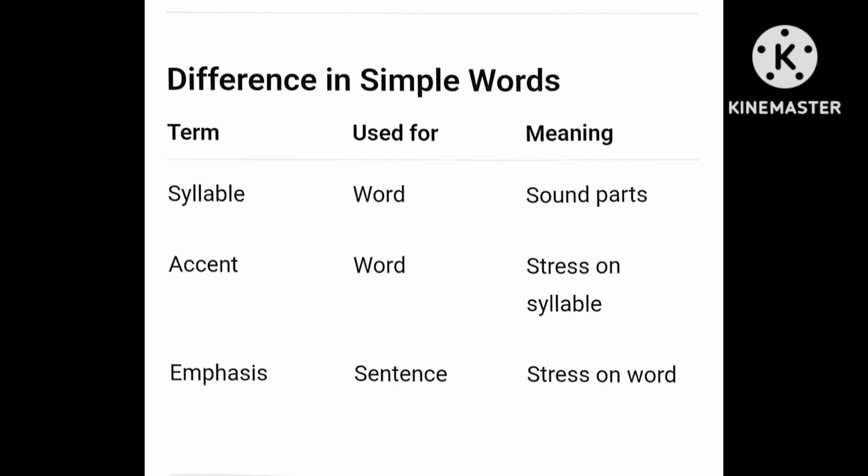Difference in simple words. Term, used for, meaning. Syllable: word, sound parts. Accent: word, stress on syllable. Emphasis: sentence, stress on word.